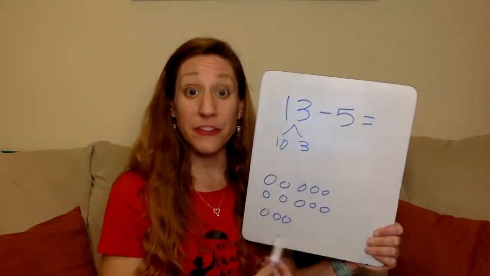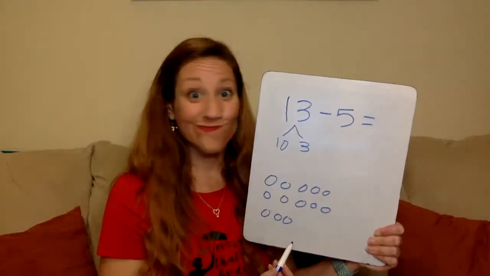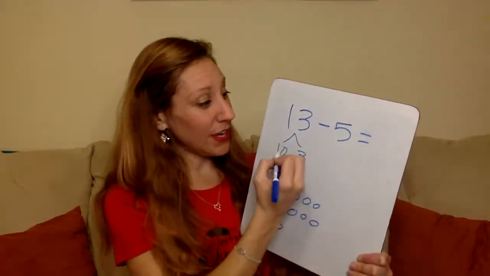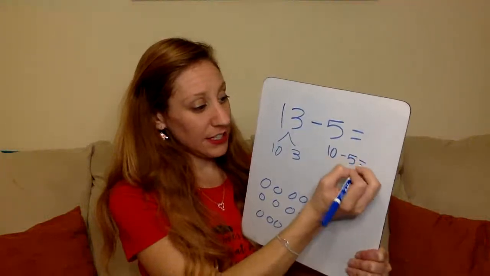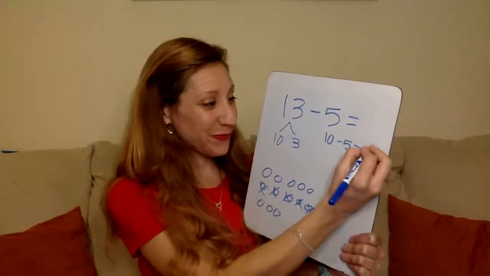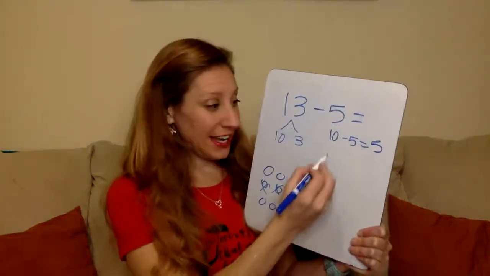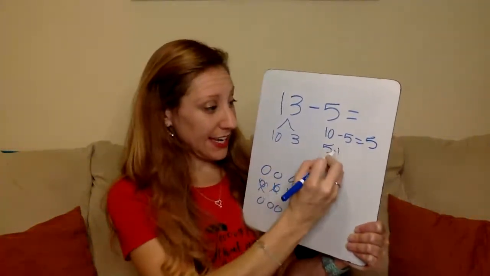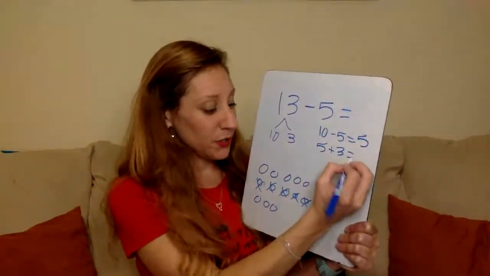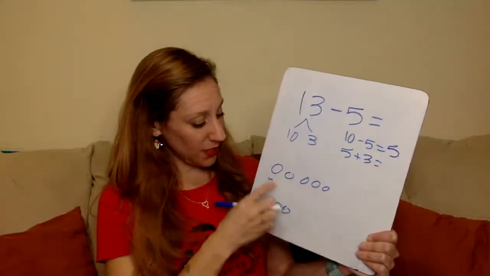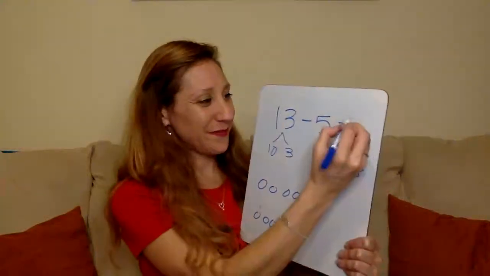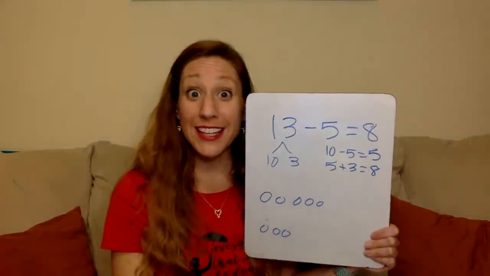Can I take 5 away from the 3? Where can I take 5 from? The 10. So 10 minus 5 equals 1, 2, 3, 4, 5. I have 5 left. Now I have those 5 left, and I have the 3 left over from 13. So I need to put those back together. I can just erase this for now and count up all the leftover dots, and that's 8. So 13 minus 5 equals 8.